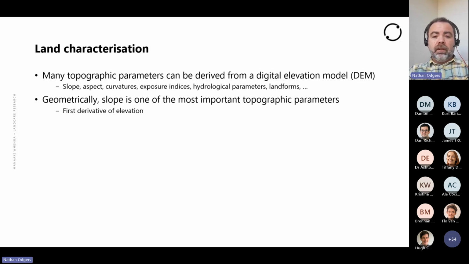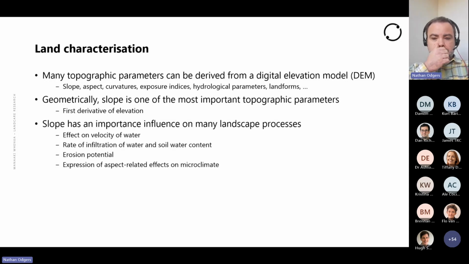So mathematically, slope is one of the most important topographic parameters. I say that because it's the first derivative of elevation, and so what that means is it's talking about the steepness of the land in the direction of steepest descent at a given location. In addition, it's an important influence on many biophysical processes occurring in the landscape.